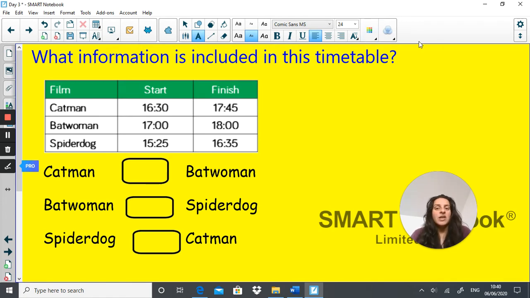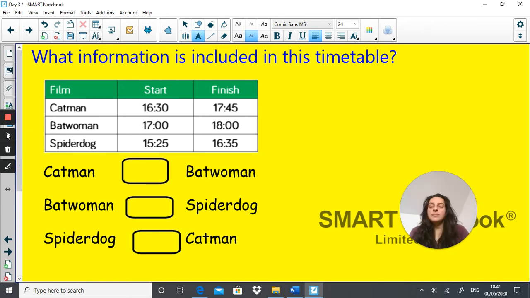Here we go. Okay, so what information is included in this timetable? You've got film, start, finish, Catwoman, start time, finish time, Batwoman, start time, finish time, and Spy Dog, start time, finish time. So your job is to tell me which film has a greater duration, which film has a shorter duration when you're comparing them to another film. So the first step is to work out what the elapsed time is for each film, and then fill in the boxes here. So pause the video and have a go now.